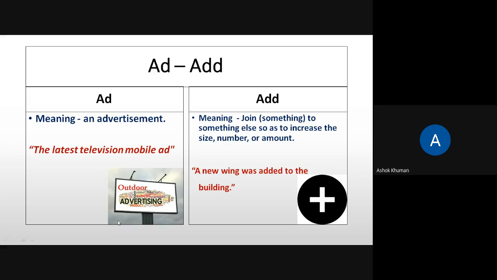So, very easy. You have the meaning in blue font, and in red font you have an example along with pictures. A plus D, add, single D, you have an advertisement, meaning the latest television or mobile ad. For example, ad means advertisement. In short, we call it ad. Today, every time on YouTube and television, the dominant part is advertisement, ad.